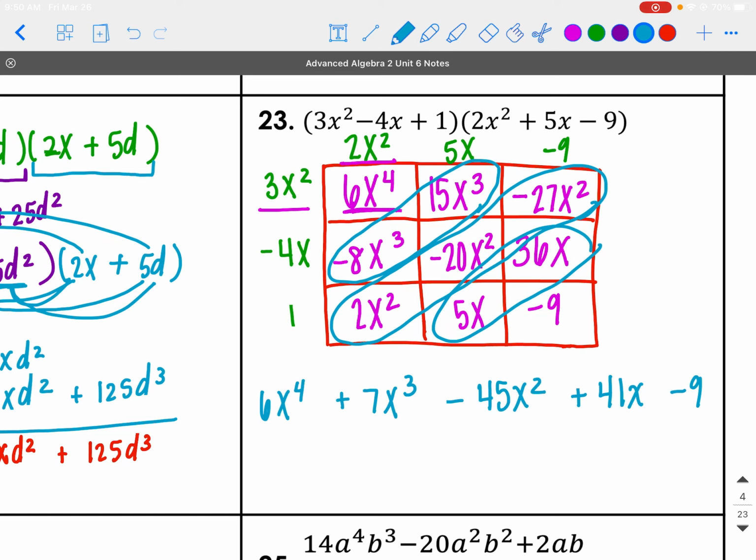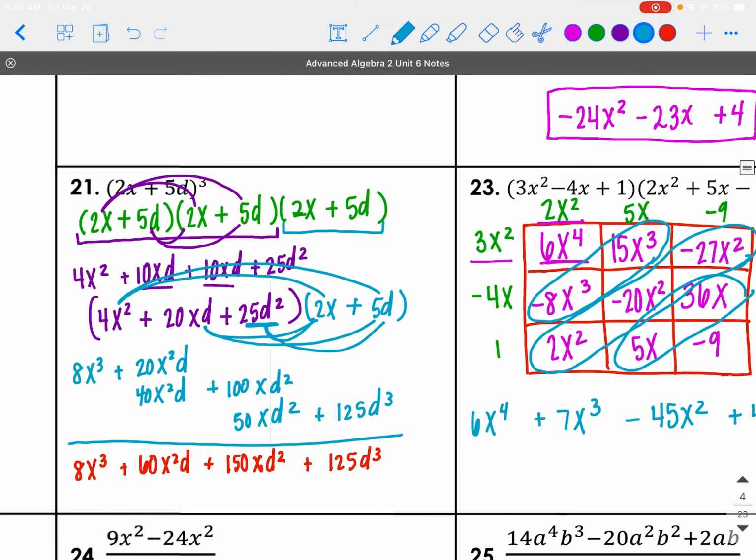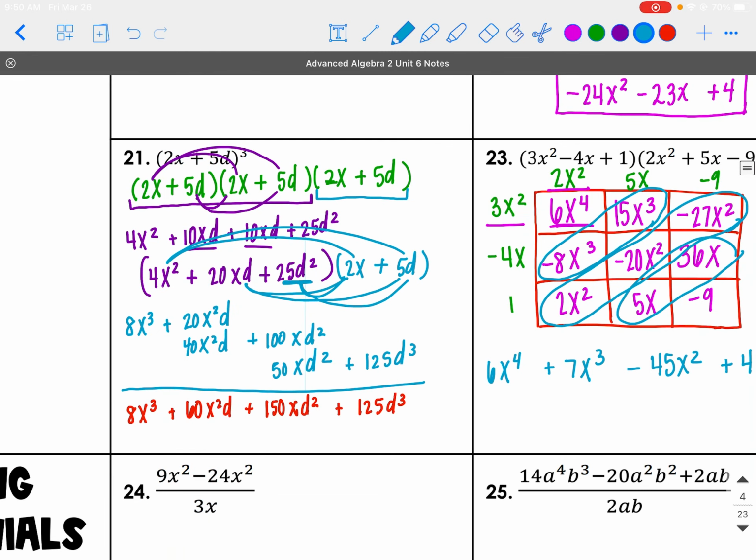You can always use this method. You can always do the box. I personally prefer that. I would use it most of the time. I probably would have used it in number 21, especially for this second part. I just didn't have a lot of room to do it.